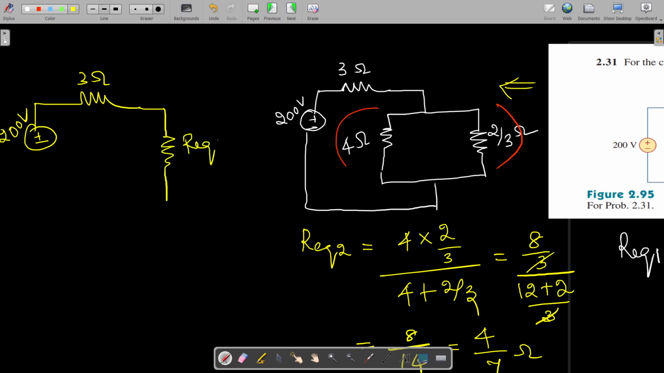Okay, this is R equivalent 2. That is equal to how much? 4 by 7. So this circuit is now redrawn like this. So for this, finally we need to find out the R equivalent of this whole circuit.